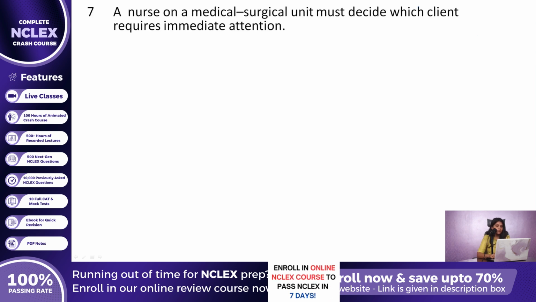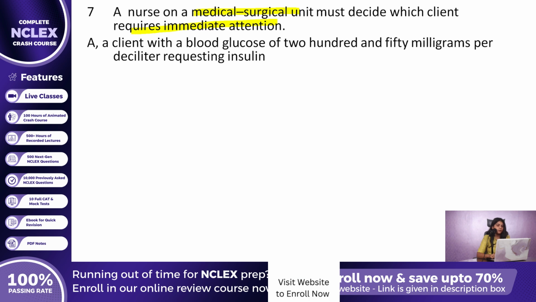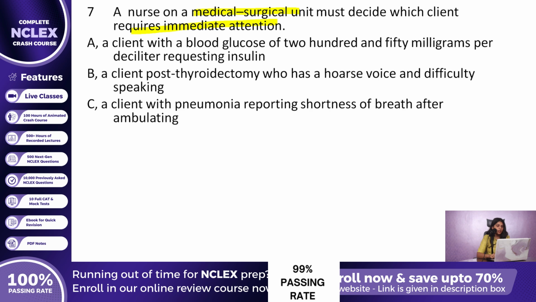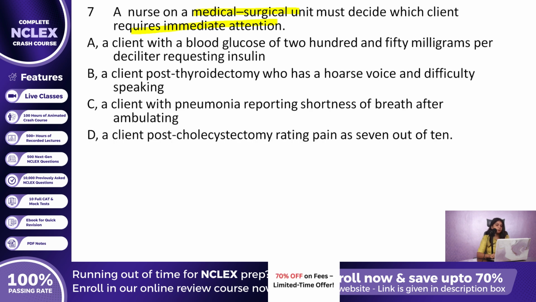Question 7. Moving on to acute care prioritization, a nurse on a medical surgical unit must decide which client requires immediate attention. The choices are A. A client with a blood glucose of 250 milligrams per deciliter requesting insulin, B. A client post-thyroidectomy who has a hoarse voice and difficulty speaking, C. A client with pneumonia reporting shortness of breath after ambulating, or D. A client post-cholecystectomy rating pain as 7 out of 10. The correct answer is B.